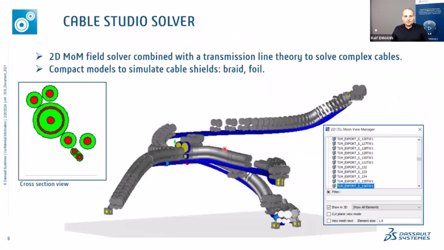And I said at the beginning that the first simulations are quick and short in setup, because they are using the Cable Studio Solver, where, to be honest, just in a nutshell, not going into details, we are using a 2D field solver to calculate the field around the cross section, and then with the help of transmission line theory, we are solving those complex wires.